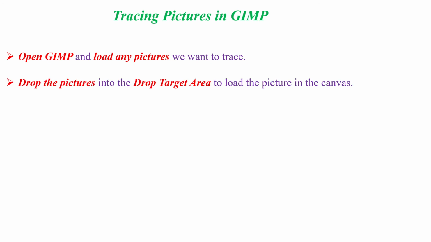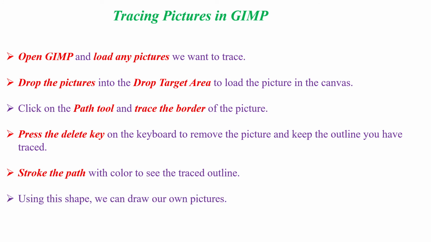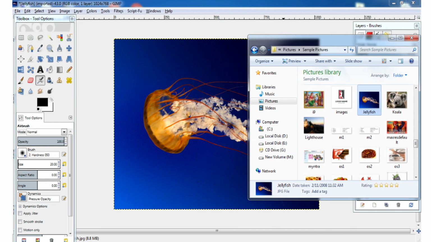Tracing pictures in GIMP. For that, first load the picture you want to trace, drag and drop it in the canvas. Then using the path tool you trace the outline of the picture, then press the delete key to remove the picture and stroke the path with color. Then you change the shape as you wish.